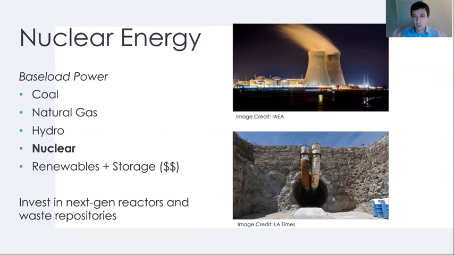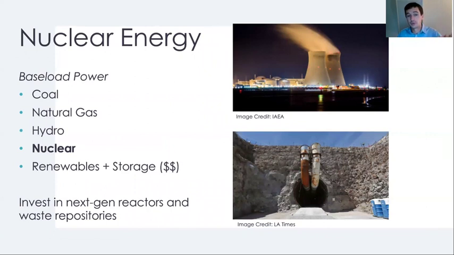And it's large. And I won't get into the physics of this, but on a grid to maintain stability, you need big generators that can keep spinning when things get wonky. So our baseload power on the grid is primarily coal, natural gas, and hydro, and nuclear. We're trying to do away with coal and natural gas just for the sake of climate change. Hydro is pretty much tapped out. We can't really build any more big dams since we've already built them all. And that leaves nuclear or renewables with a whole lot of storage, which is a very expensive option.